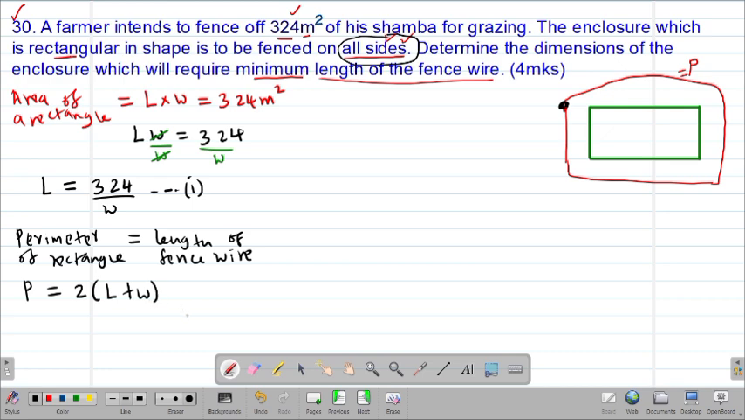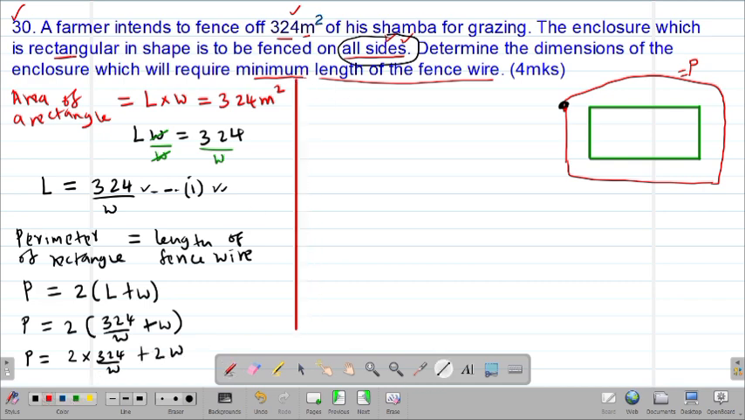But because we already have an equation for the length, we can easily substitute. Therefore, we can say that our perimeter will be equal to 2 into our length, which is 324 over W, then plus the width. I'm simply substituting so that I can create only one variable on the right hand side of my equation. Therefore, if I open this bracket, I'll have 2 being multiplied with 324 over W. Then the 2 is also going to multiply our W.